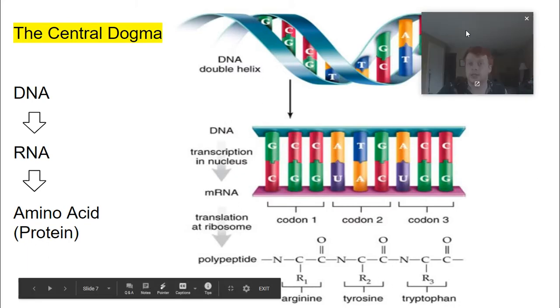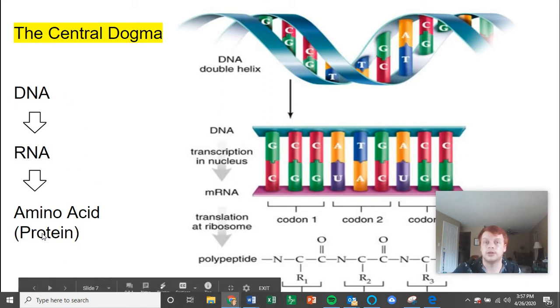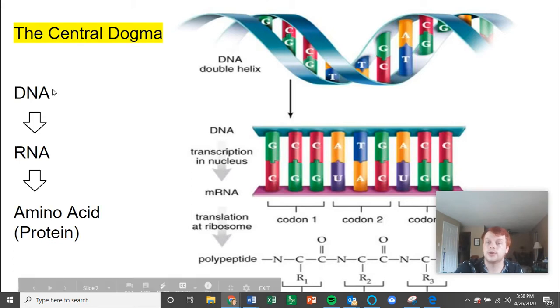The name for this idea that genetic information goes from DNA to RNA and then eventually a protein is the central dogma. So a dogma is an idea that's essential to a specific field. And our central dogma in biology is that information goes from DNA to RNA to protein in order to go from storage to usage. This is an image of what that looks like.